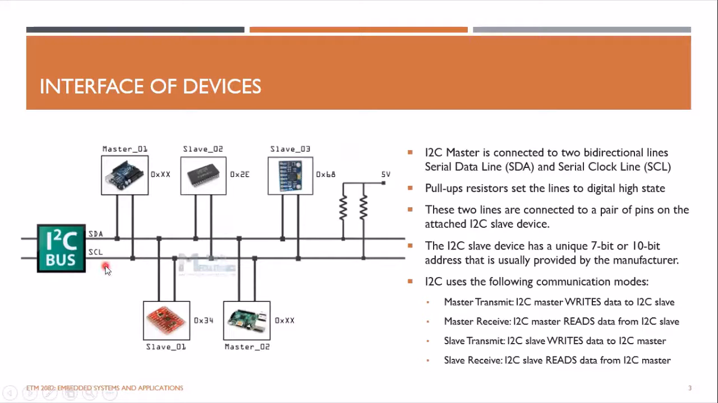So this is how you interface your devices. This is the I2C bus. It has a serial data line and a serial clock line, and you have to pull up these two lines with pull-up resistors. First, you need to have a master, which is connected to the line and has a unique address. You can assign the address by yourself. If you buy devices from the market, they have a dedicated address written to them, so sometimes you can't change them. You have to accept that the device has a unique address.